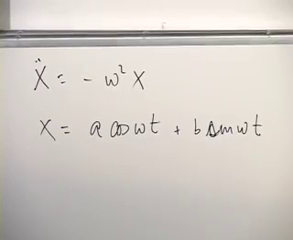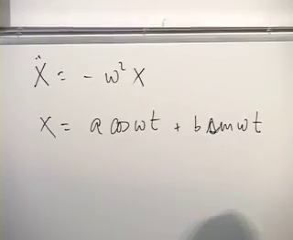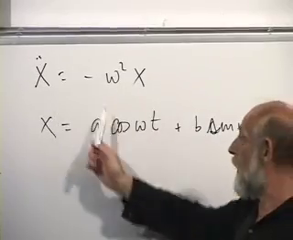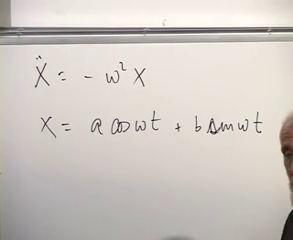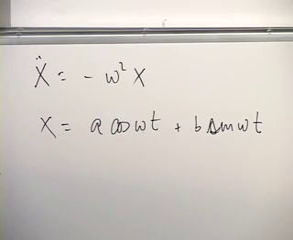That's the general solution of the harmonic oscillator, sines and cosines. And this frequency here is just this omega. The point is, when you differentiate twice, you pull out a factor of omega squared. Okay? So that's the classical harmonic oscillator.